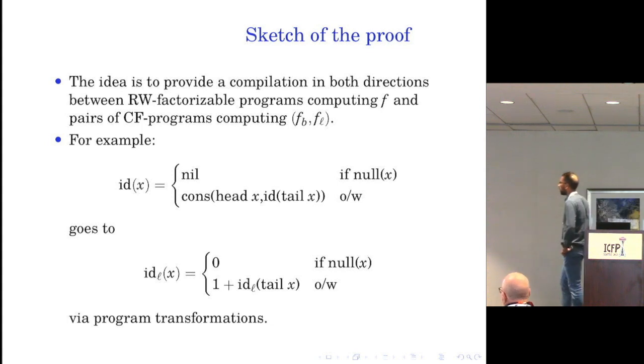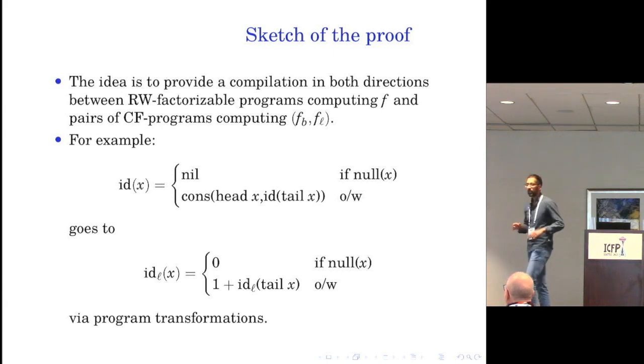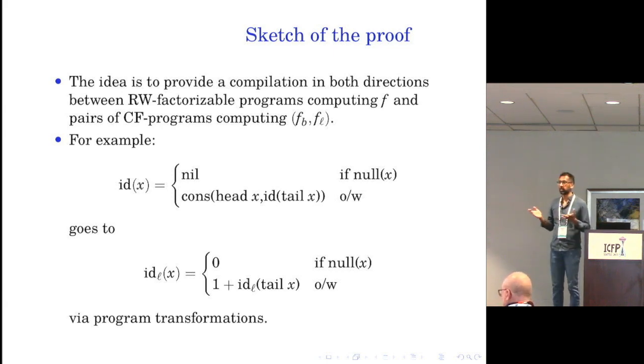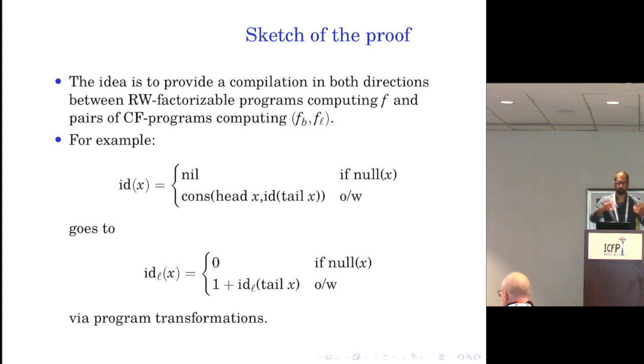By the way, I should remark here that you do have to do something like this to get an RW-factorizable identity function. The trivial program ID of x equals x is not typable of type R to W. Okay, you have to deconstruct the input and construct the output, which shows you information can flow from R types to W types, but you have to do a little bit of work to do so, and you can't go in reverse.